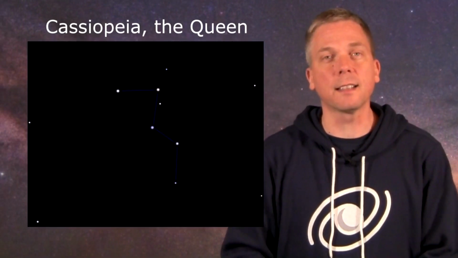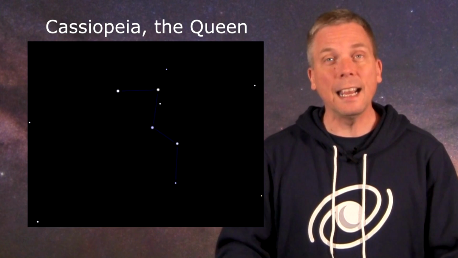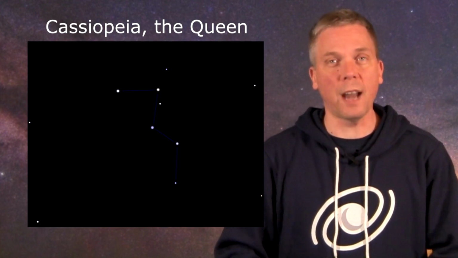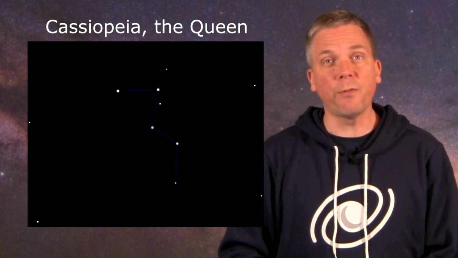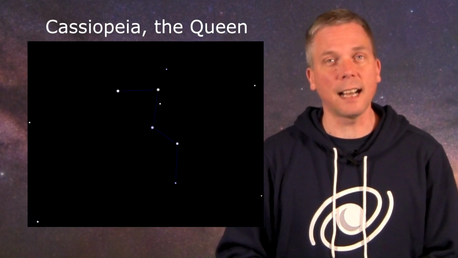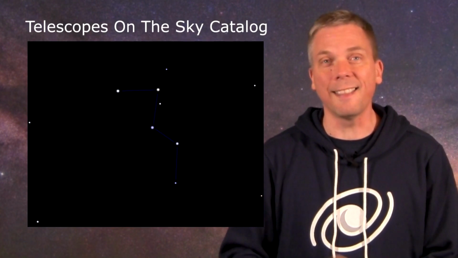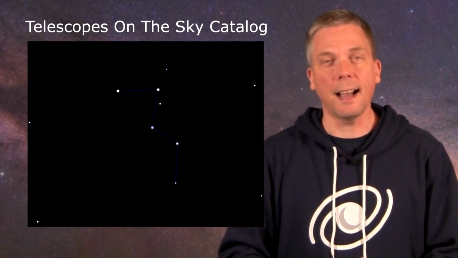This video will describe how to locate and identify the constellation Cassiopeia in the night sky from the northern hemisphere. This can help you find and observe 6 of the telescopes on the sky objects listed in that catalog at eyesonthesky.com.